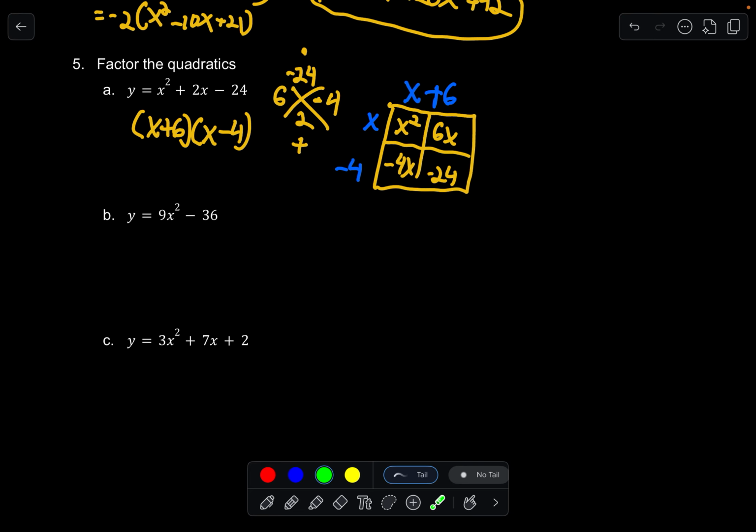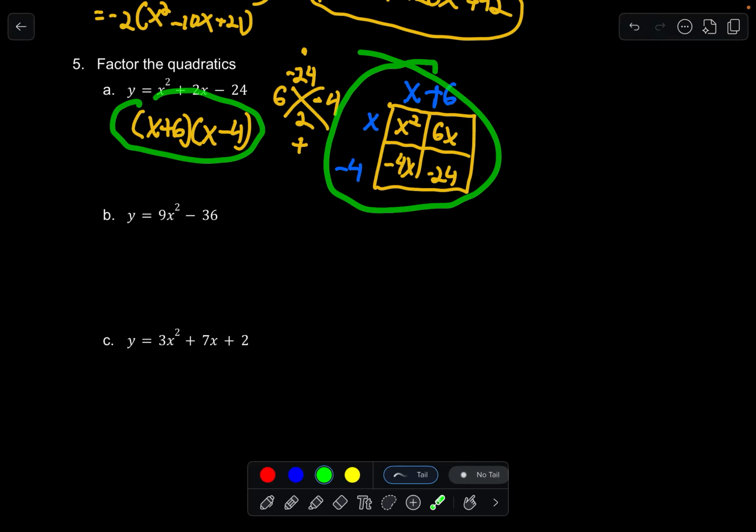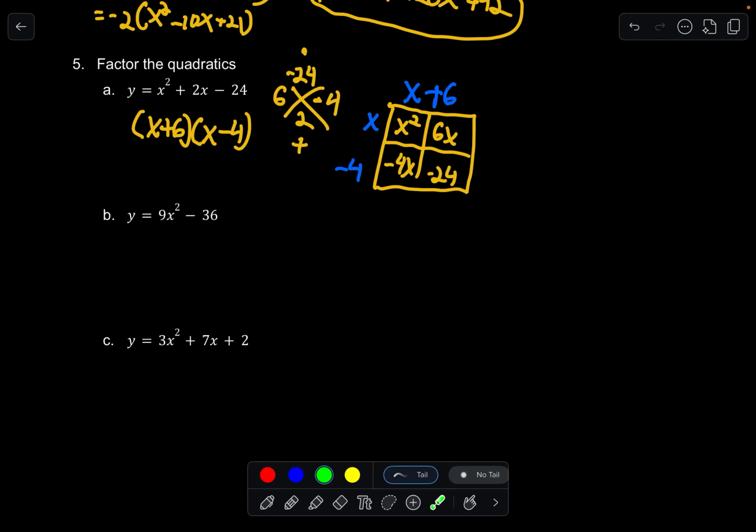So if you do that, you just get the same answer, which is this. This box is really beneficial for a problem like C. That's the way you would do it for C, because A is no longer 1. There's a 3 there, and we have to take care of that.